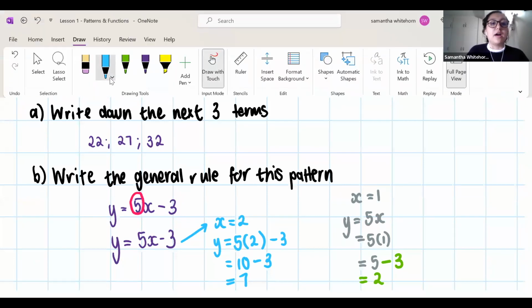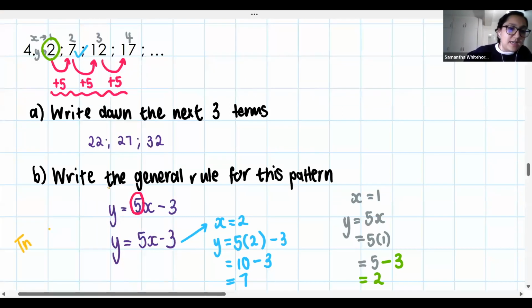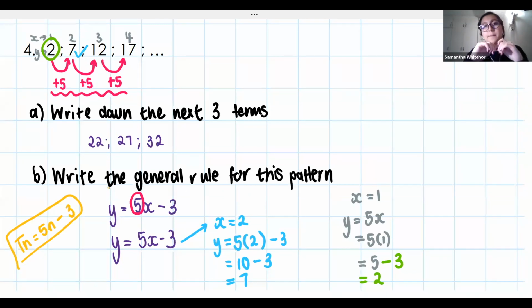That's absolutely fine. So we did speak about TN. So here you would have TN is equal to 5n minus 3. That's absolutely fine. It says exactly the same thing, and you're welcome to use TN.